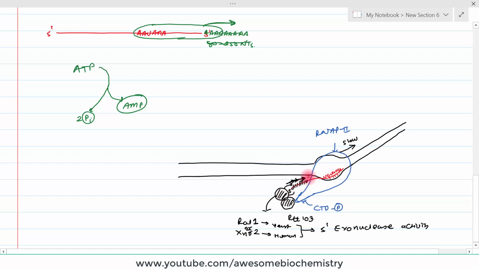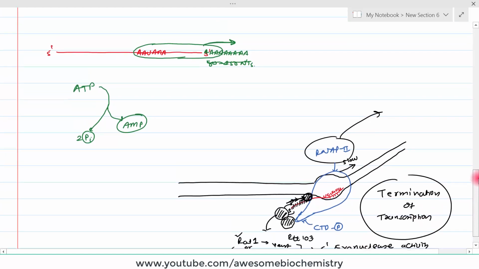This RAT1 or XRN2 comes into contact with RNA polymerase II at this location, at its non-C-terminal domain part. And once RAT1 contacts the RNA polymerase II, what will happen? This RNA polymerase II will go away. It will lose its affinity for this DNA. It will move away. So now there is no RNA polymerase II. The rest of the RNA will get digested by this RAT1 or XRN2, and the DNA gets separated. And this is how actual termination of transcription occurs.